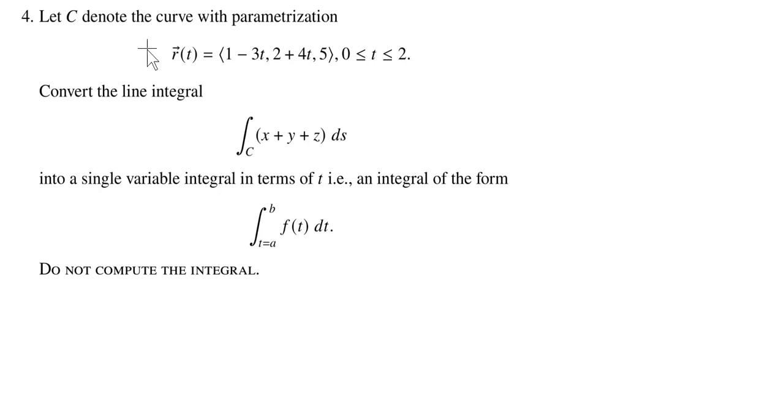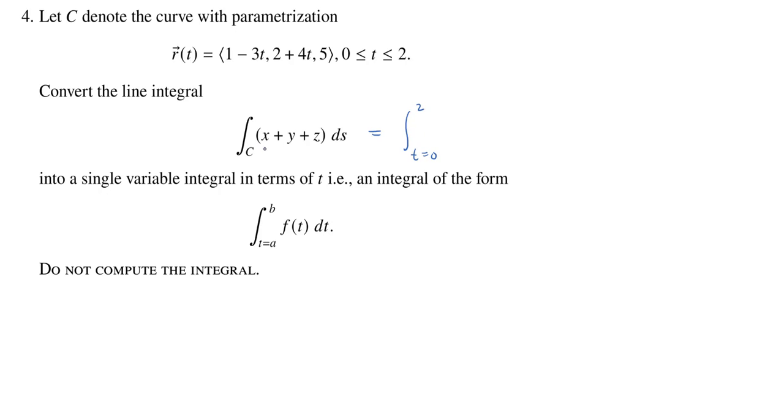So let's see here. We're given a parameterization for a curve. Looks like it'll be some sort of a line segment, but it doesn't really matter. We have a line integral. The function is x plus y plus z, and we want to convert it into this single variable integral. Typically the way we work these is we're going to work left to right. We start with parametrizing the curve C, and thankfully that was already done for us. And that lets us know that when we integrate, the t is just going to go between 0 and 2.